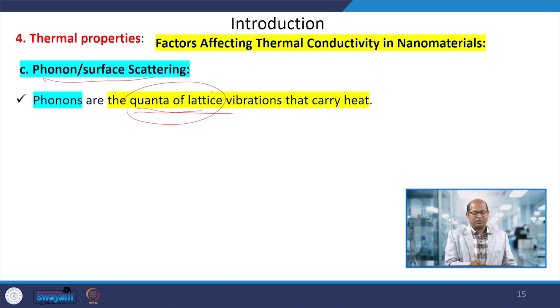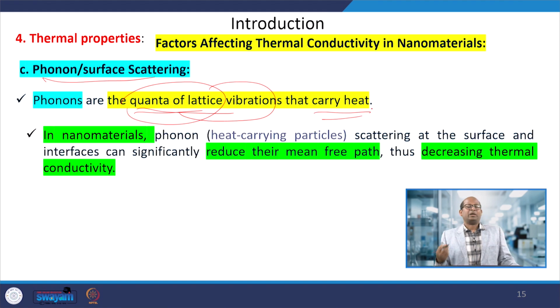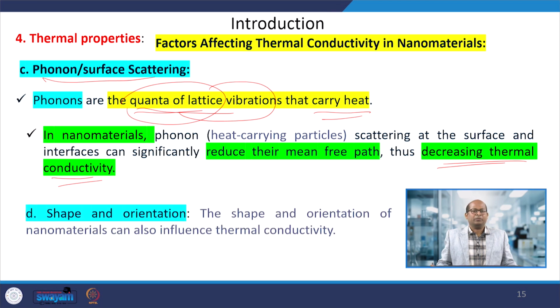I also said phonon or surface scattering. Phonons are the quanta of lattice vibrations that carry heat. So, when materials are converted into nanomaterials, the mean free path will decrease, and as a result the thermal conductivity decreases. That would depend upon the applications. If somewhere we need to lower the thermal conductivity, then changing from bulk to nanomaterials would help.